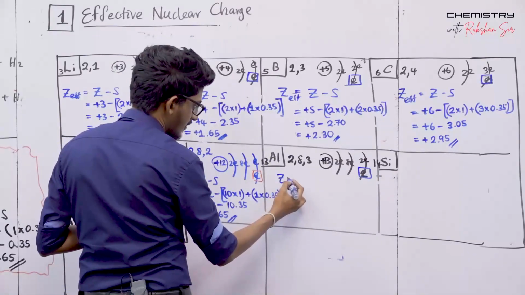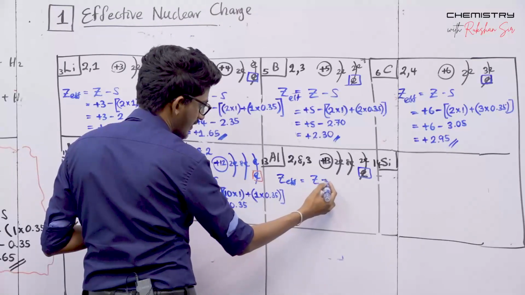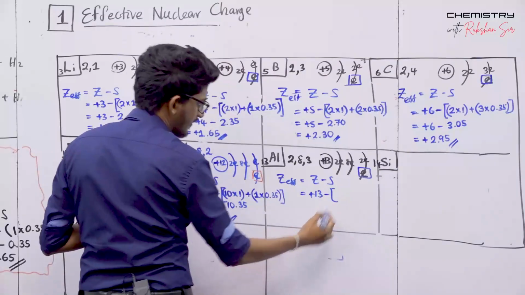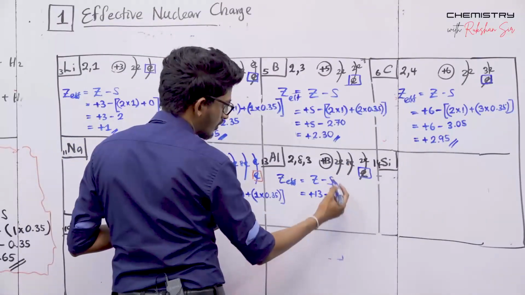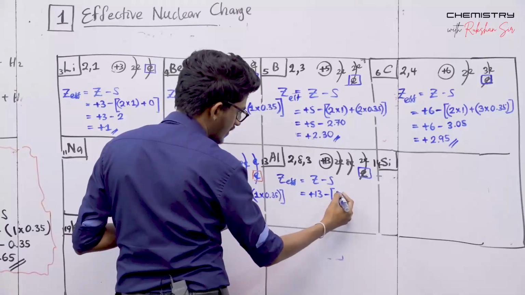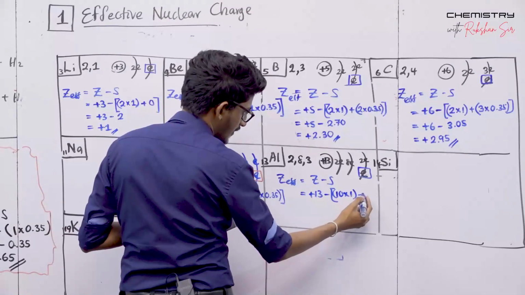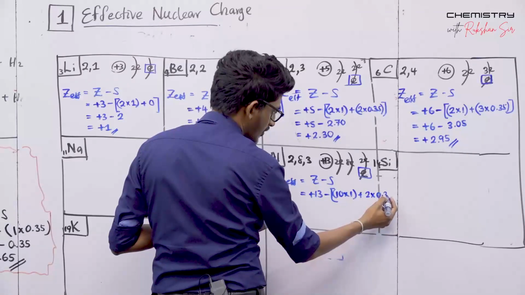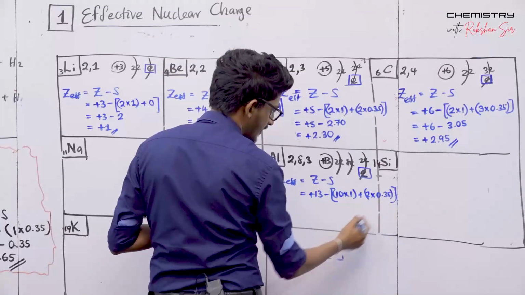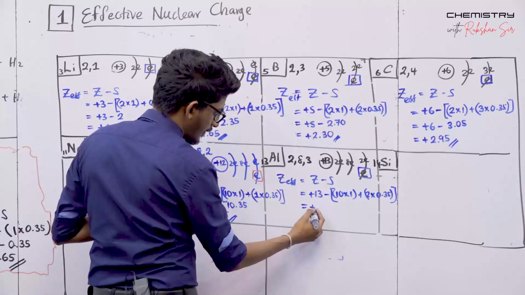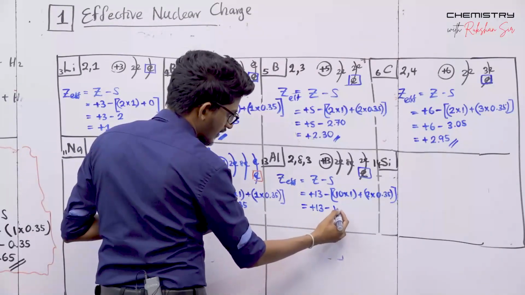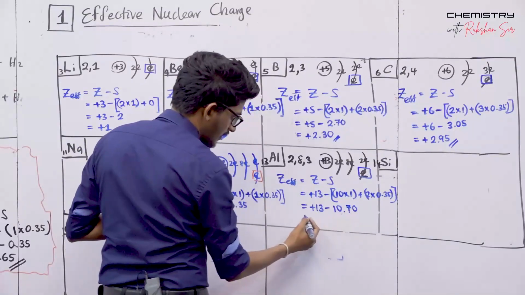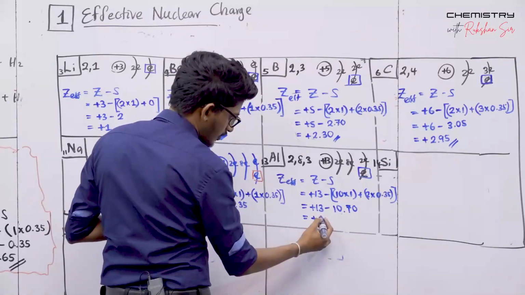So Z is plus 13, and S: you have 10 inner electrons, 10 into 1, plus 2 own shell electrons, so 2 into 0.35. So that looks like plus 13 minus 10.70, that is plus 2.3.